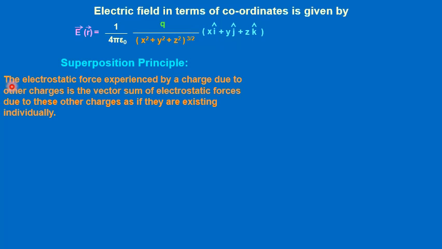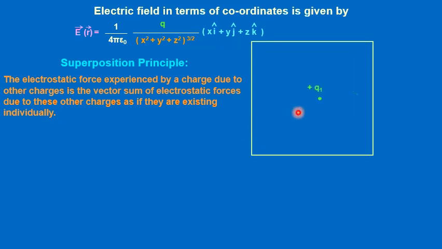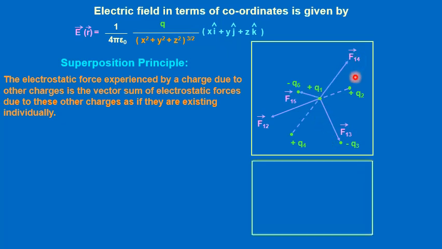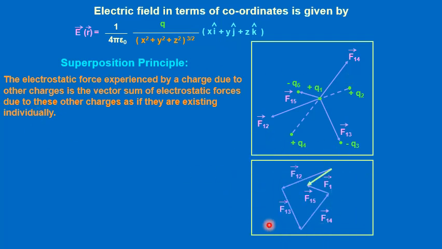Superposition principle. The electrostatic force experienced by a charge due to other charges is the vector sum of the electrostatic forces due to these other charges as if they are existing individually. As we can see in this diagram, there are many charges: plus q1, plus q2, minus q3, plus q4, minus q5. Now it exerts a force F12. Similarly, the third particle will exert a force F13, the fourth particle F14, the fifth particle F15. So if we make a ray diagram of this, we can get this figure.